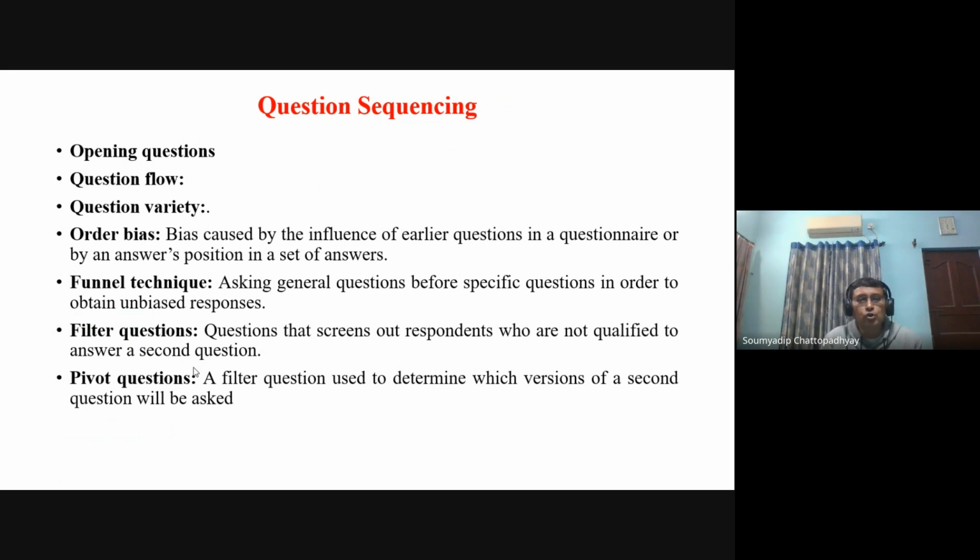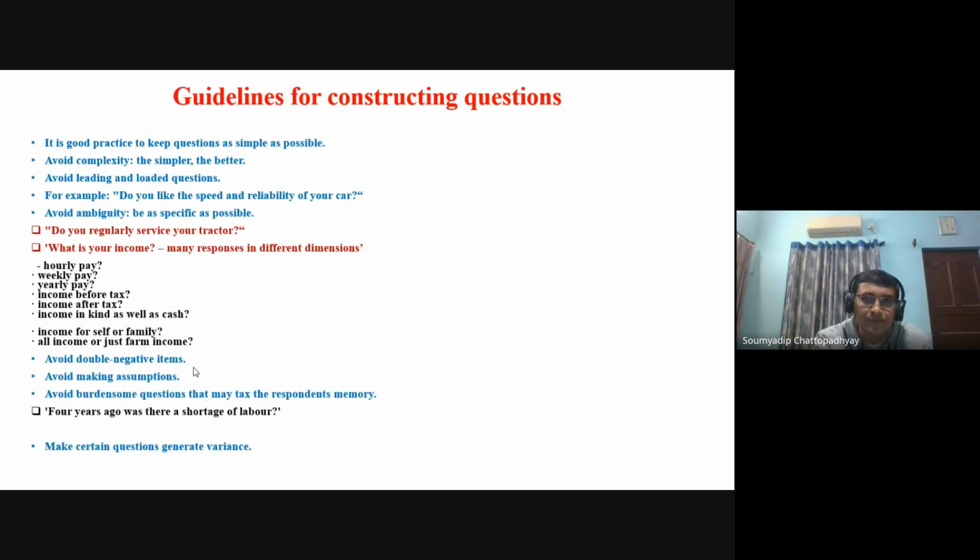Also, we can think of filter questions. That means questions that screen out respondents who are not qualified to answer a second question. We can think of a pivot question. That means filter questions which are used to determine which versions of the second questions will be asked. And also guidelines for constructing questions, because these are also very crucial for our coding purposes. So first of all, these are the broad guidelines which, as researchers, we should follow when designing a questionnaire.